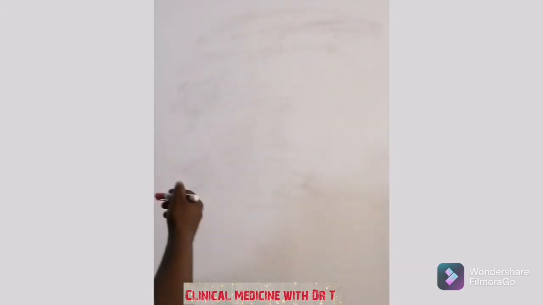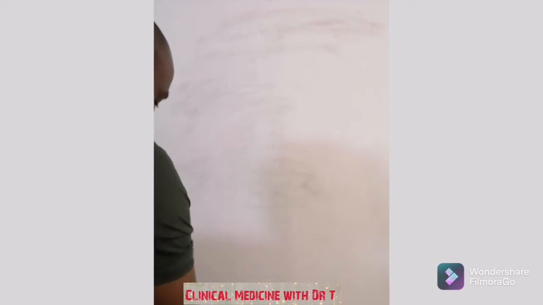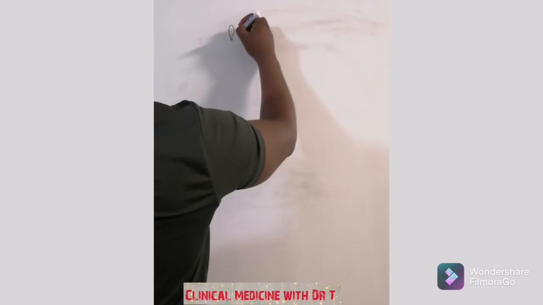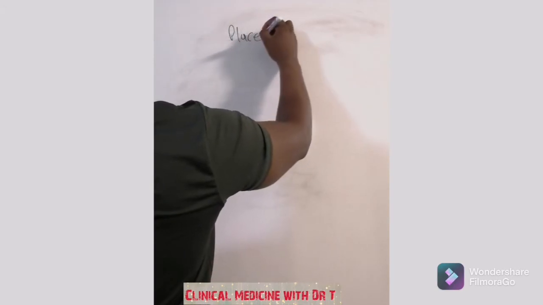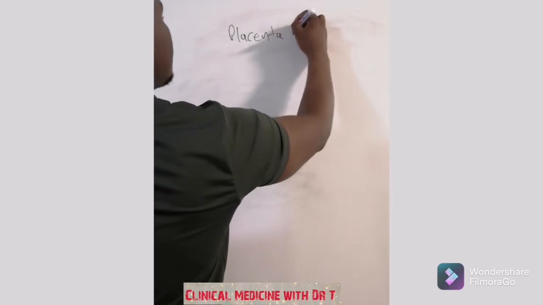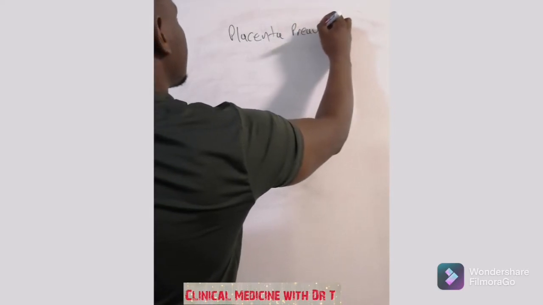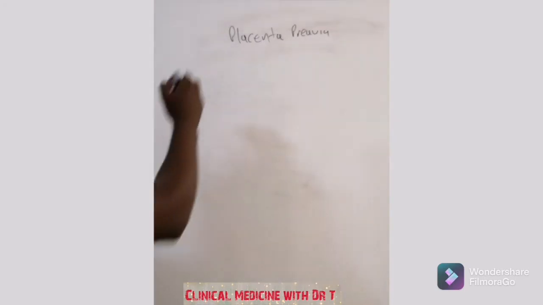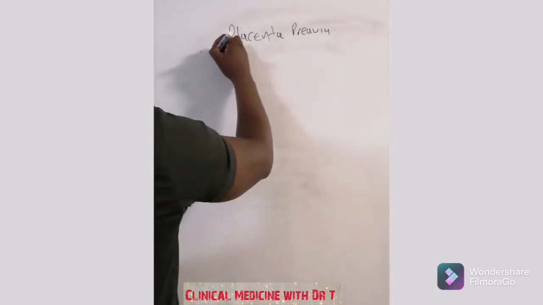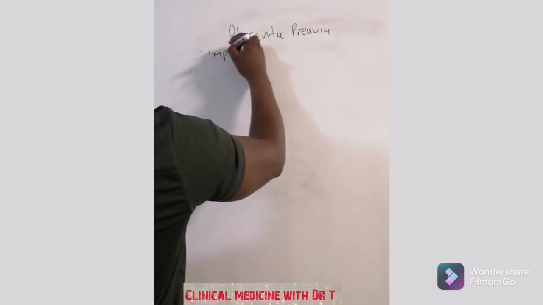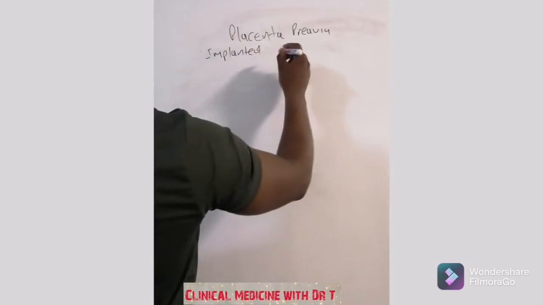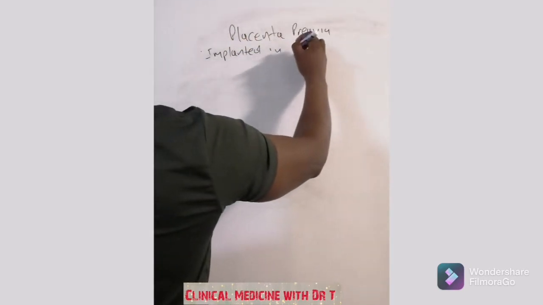With our antepartum hemorrhage, in this section we are going to be discussing placenta previa. So what is placenta previa? Basically, this is when the placenta is implanted in the lower segment of the uterus.